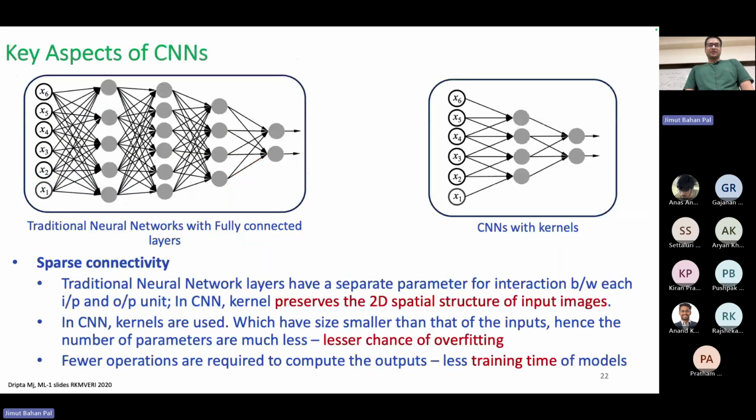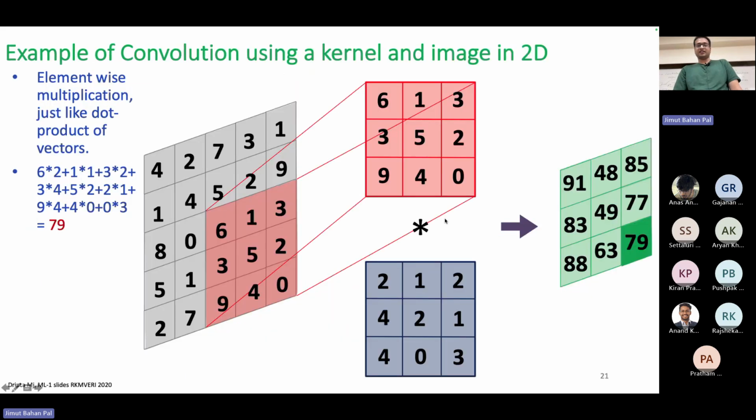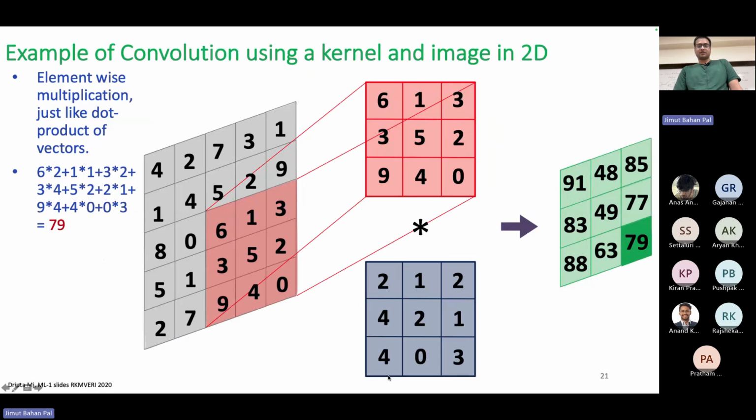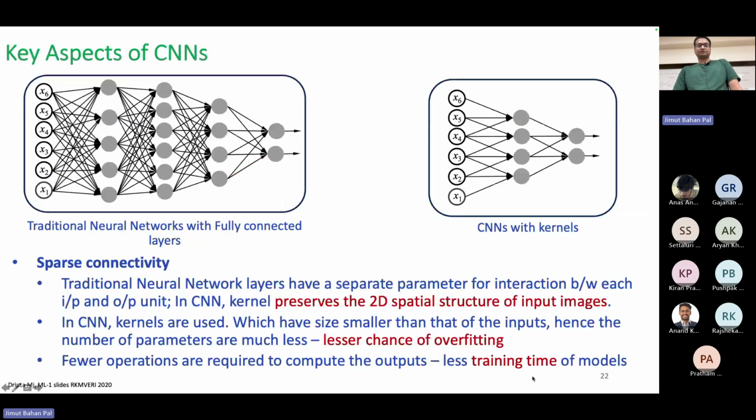So, the key aspects of CNN. There is sparse connectivity: traditional neural networks have separate parameters for interaction between input and output units, and in CNN the kernel preserves the 2D spatial structure of the input image, as we have seen. In CNN, kernels are used which are smaller than the inputs. Hence the number of parameters is much less, there is a lesser chance of overfitting, and fewer operations are required to compute the outputs. Hence, less training time for models.